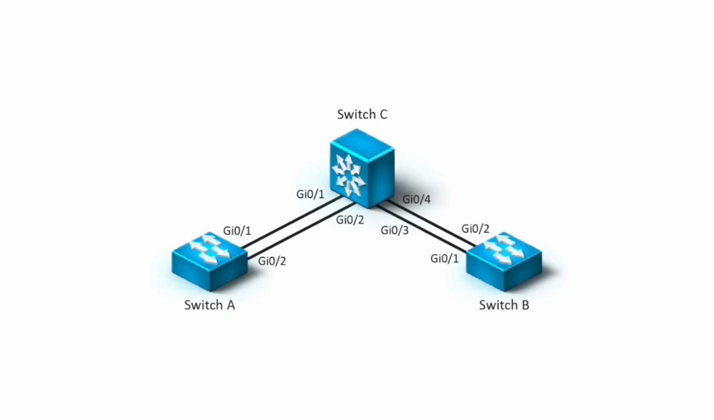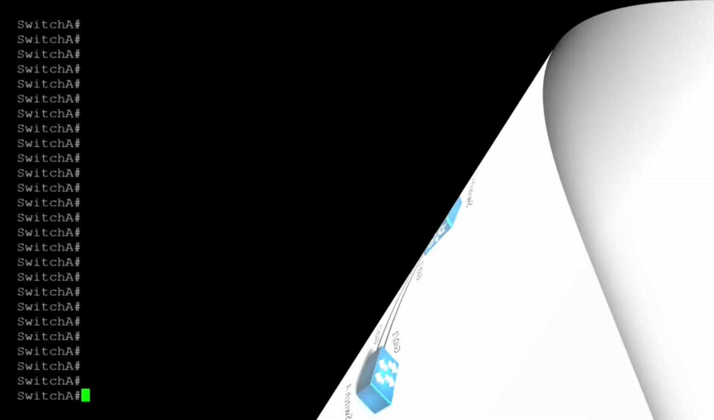In this demo, we'll configure the 3 switches and use a negotiation protocol called PAgP, or Port Aggregation Protocol. This protocol is Cisco proprietary. If you're connecting to non-Cisco switches and wish to use EtherChannel negotiation, you must use the Link Aggregation Control Protocol, or LACP, instead. We'll look at the 2 interfaces on switch A.